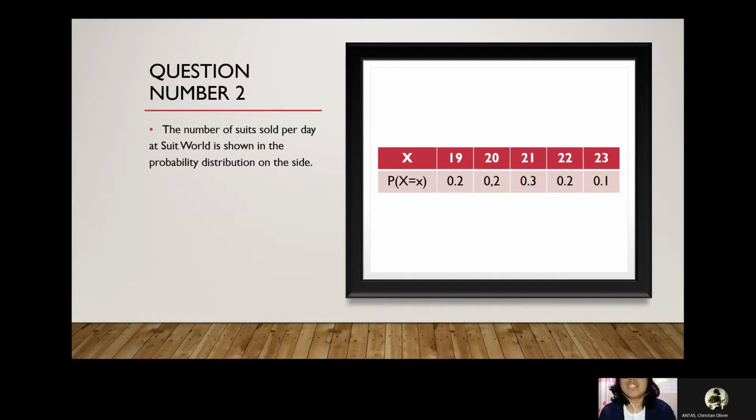The number of suits sold per day at Suit World is shown in the probability distribution on the side. As you can see, the table is on the side. The variable X has the values 19, 20, 21, 22, and 23 for the days. The probability function of 19 is 0.2, 20 is 0.2, 21 is 0.3, 22 is 0.2, and 23 is 0.1.